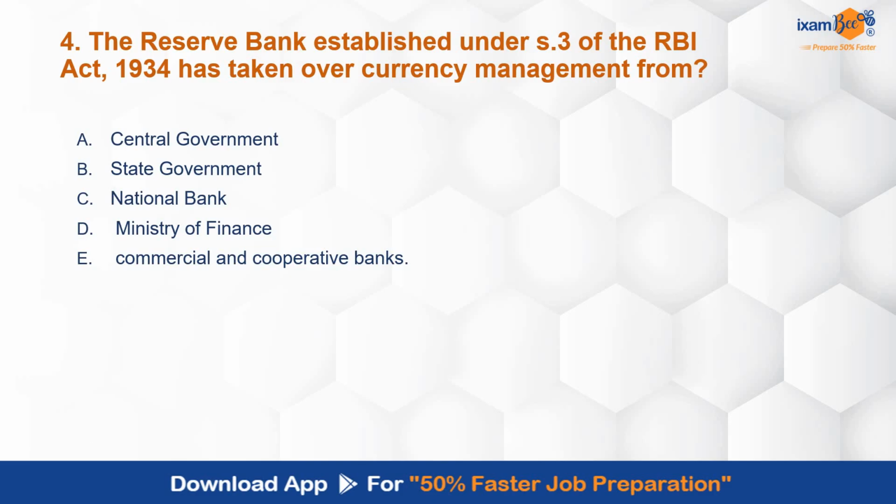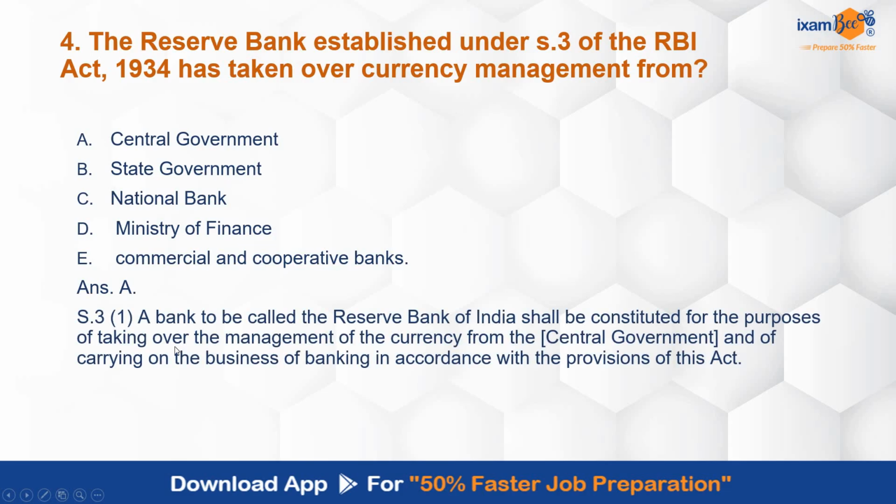But definitely, if you just read the history of the legislations, I always suggest my students, whenever you go for legislation, especially the legislations like these, which have established any authority, you should go with the history of the legislation, objective of the act. Correct answer is A. Central government. Section 3 clause 1 talks about this particular point.